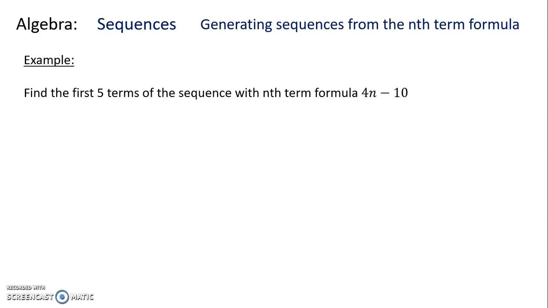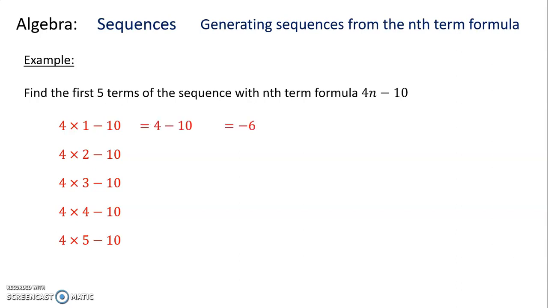Okay, so for the first term, 4 times 1 subtract 10. Second, 4 times 2 subtract 10. 4 times 3 subtract 10. 4 times 4 subtract 10. And 4 times 5 subtract 10. Then I can work those out. 4 subtract 10 is negative 6. 8 subtract 10 is negative 2. 12 subtract 10 is 2. 16 subtract 10 is 6. And 20 subtract 10 is 10.